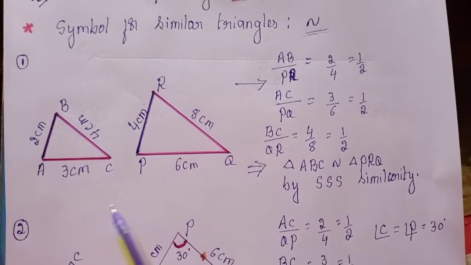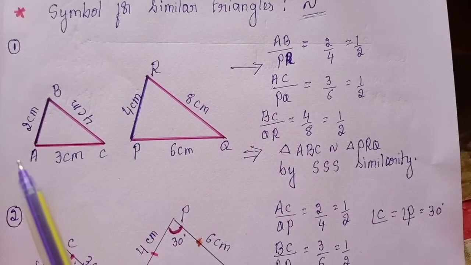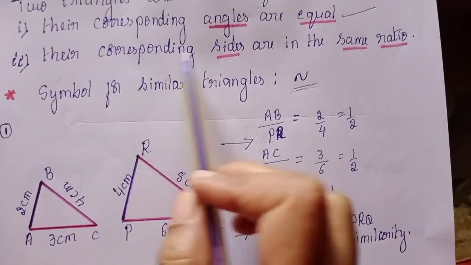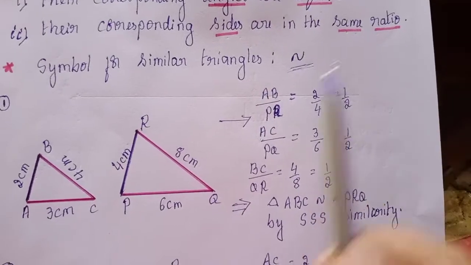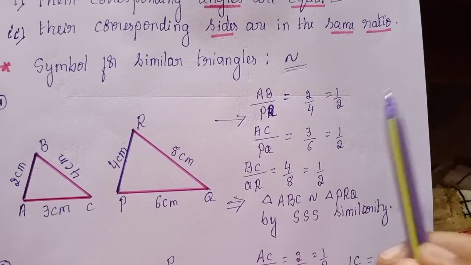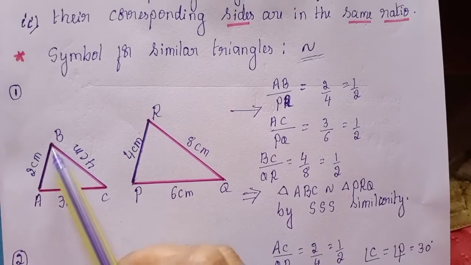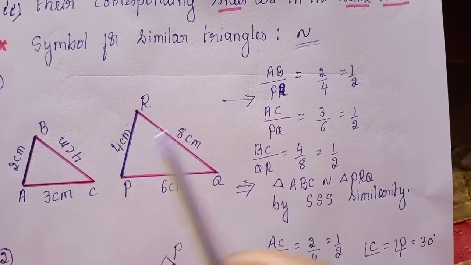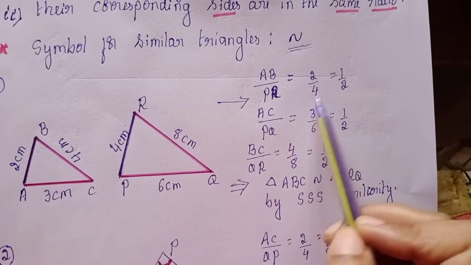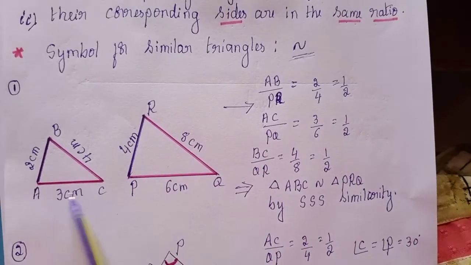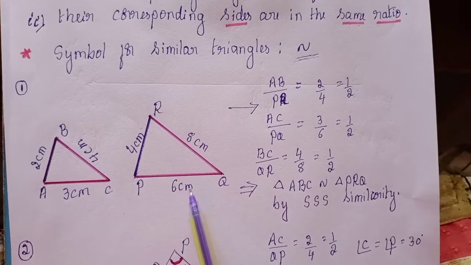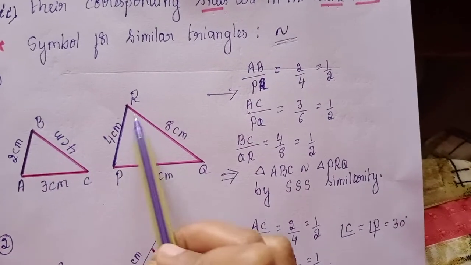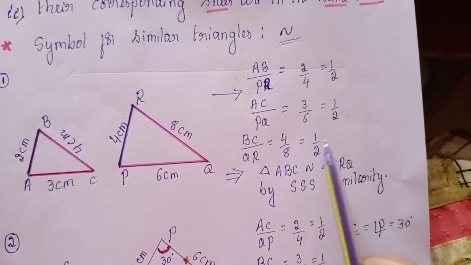What is the meaning of SSS? Side similarity. In the previous congruent conditions, the corresponding sides must be equal. But here, as I just told, the corresponding sides must be in the same ratio. Ratio means division. So let us see: if you take AB and PR and divide, AB by PR equals 2 by 4, that is 1 by 2. And AC is 3 cm and PQ I took as 6 centimeters, so 3 by 6 is half. Similarly BC by RQ, that is 4 divided by 8, is 1 by 2.